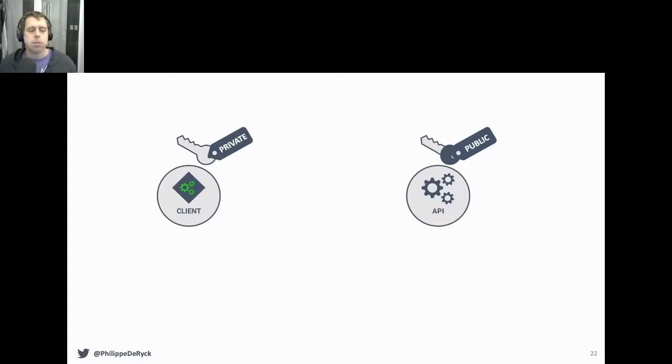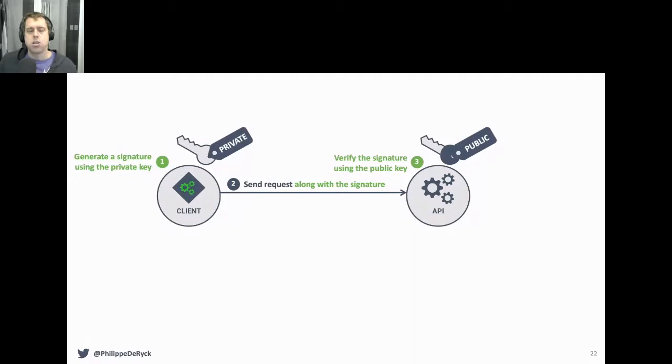Well, in a very similar way as we use an HMAC, just with different components involved. We still generate a signature, but now we generate a signature with a private key. Only the client holding the private key will be able to generate a signature. We send a request along with that signature to an API. The API now uses the public key of the client to verify that signature, giving it the necessary information and allowing it to handle the request as it is expected to do so.